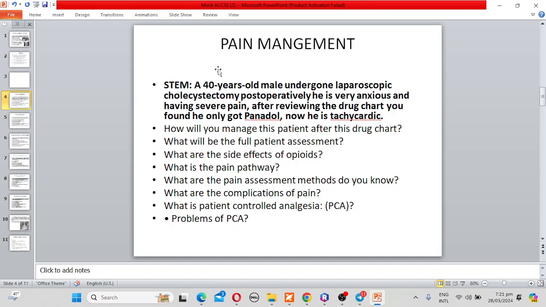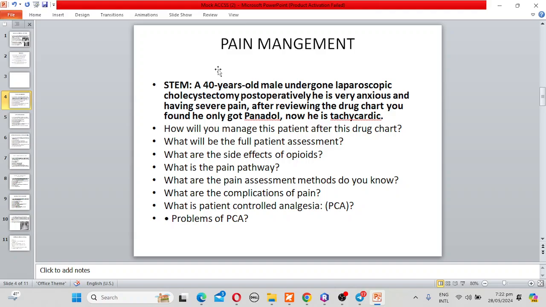First we have the first order neuron, which will take the stimulus from the peripheral nociceptor. The peripheral nociceptor will convert the pain stimulus into electrical signals, and through the first order neuron it will reach the dorsal root ganglion, correct? Correct. Then the second order neuron will go from the dorsal root ganglion to the thalamus. Then the third order neuron will go from the thalamus to the cortex. Just remember this pain pathway.